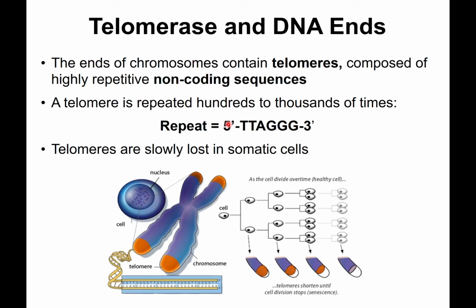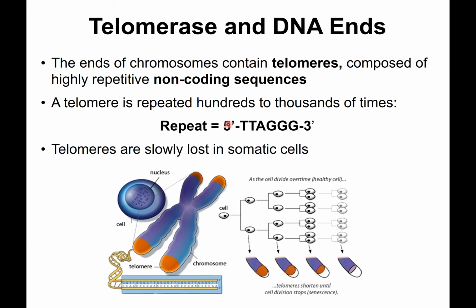So in somatic cells, these sequences will get less and less. You get less and less of these repeats present with every single division. That's fine. They're non-coding sequences. You can lose them over time. At a certain point, though, once you run out of them, you start chewing through the genes. That's the problem. The cell will become senescent and then will die.